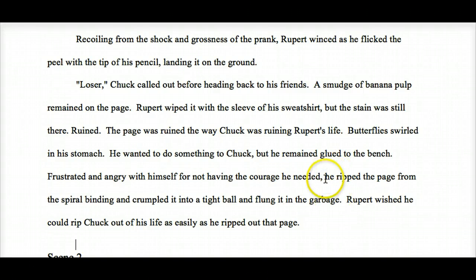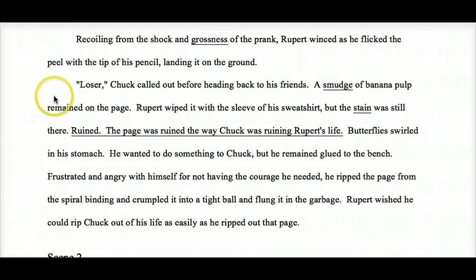And right here I seesaw back to the external story. Now I want to show Rupert's actions. He ripped the page from the spiral binding and crumpled it into a tight ball, and he flung it in the garbage. So again, I seesawed from the internal story up here to the external story here where I show his action. And now I want to seesaw back to that internal story. I want to get inside Rupert's head again. And I wrote, Rupert wished he could rip Chuck out of his life as easily as he ripped out that page. And that last thought is what ends that scene.